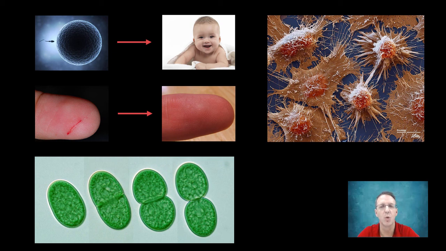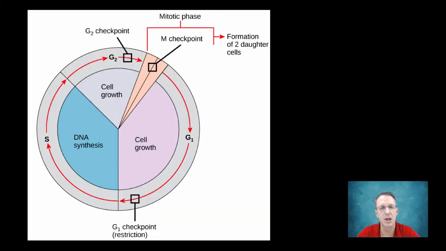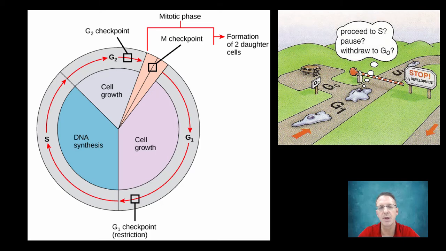So let's talk a little bit about what that control looks like. Here is a cell cycle diagram again, but this time you can see that there are checkpoints at various places in the cell cycle. You have them at the end of G1, the end of G2, and somewhere in the middle of the M phase. So the cell is constantly having to make decisions as to whether or not to move on to the next phase. So why are these checkpoints at these positions in the cell cycle?